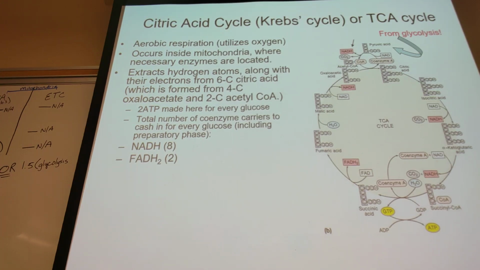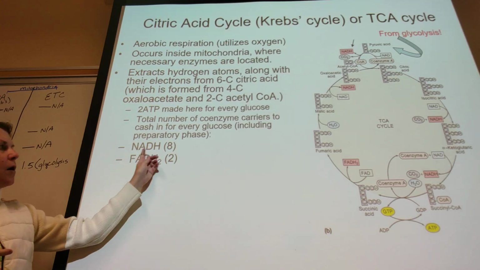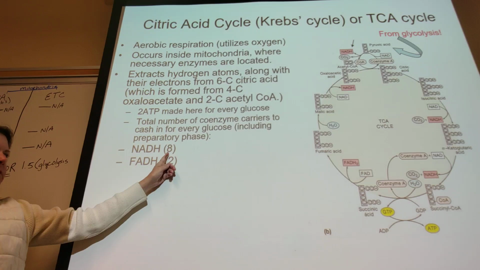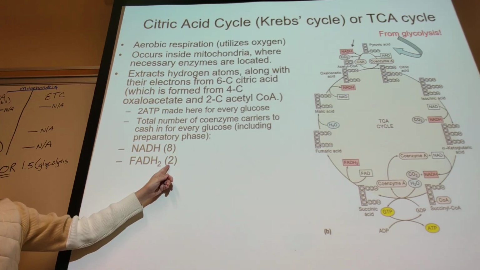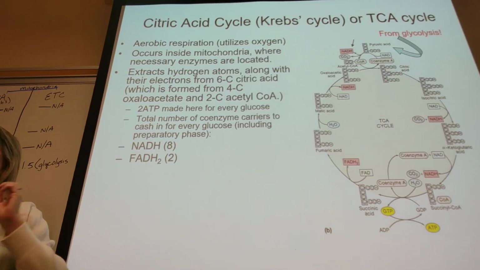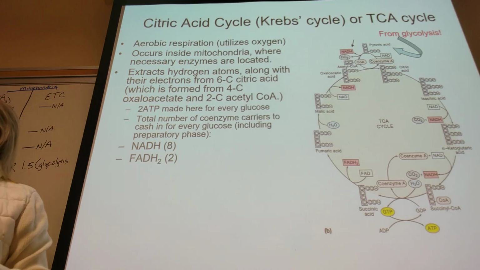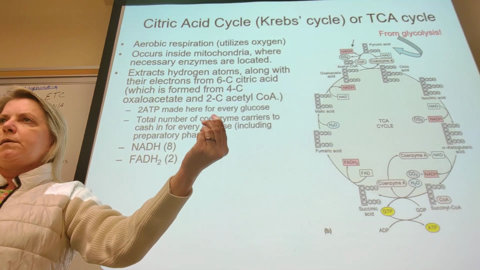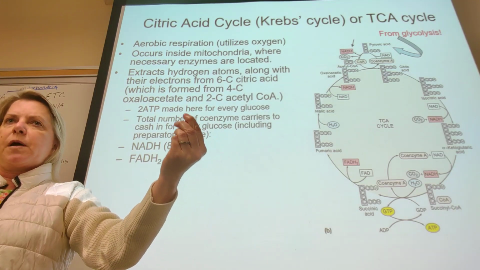Where does this happen? In the mitochondria. For 1 spin, you get 4 NADH. For 1 spin, 1 FADH2. But we have 2 pyruvate coming through because we ripped glucose in half. That's what we did. That's where the numbers are coming from.